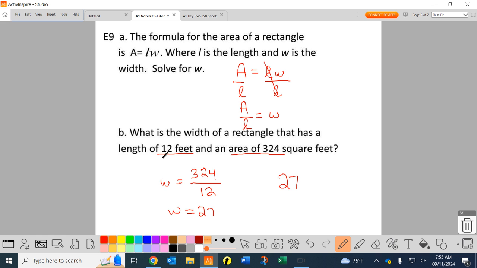But what is the units for the width? Now you got to look back at the length. Don't look at the area, because that's square units. When you're looking back, you need to look at the length unit, and the length unit is feet. That's the unit that needs to go on your answer, because it's just like the length. The width has a unit of feet.